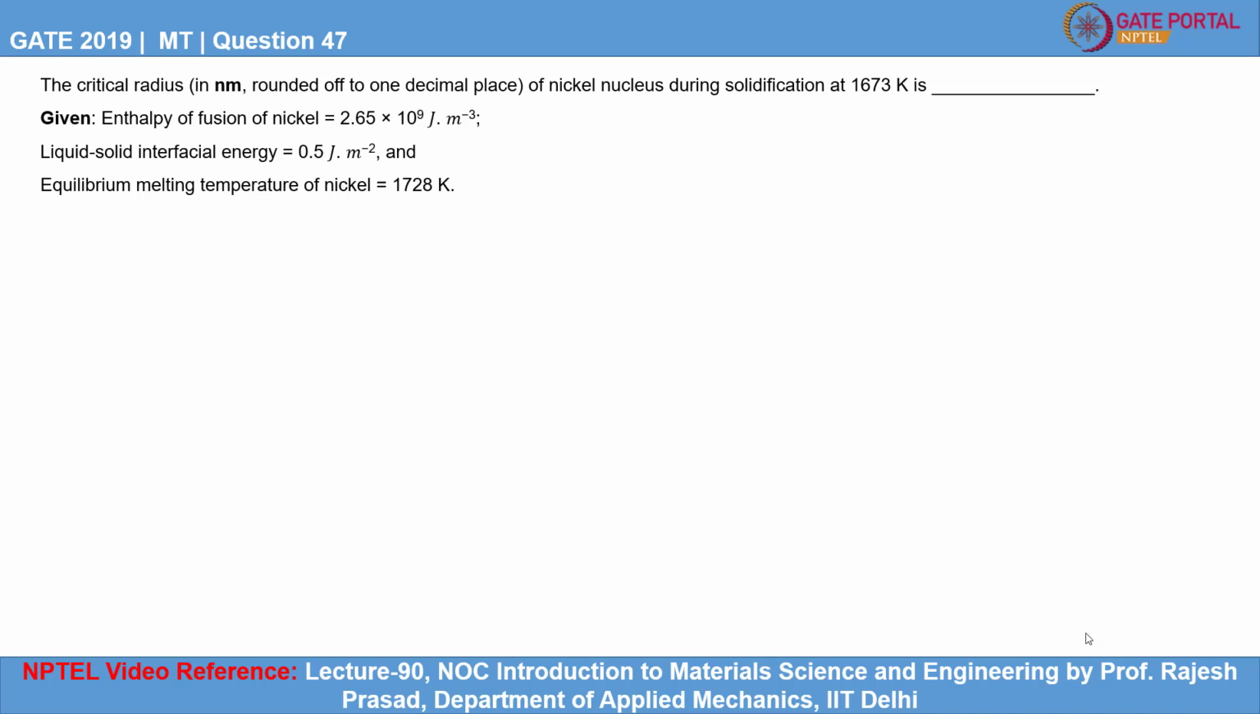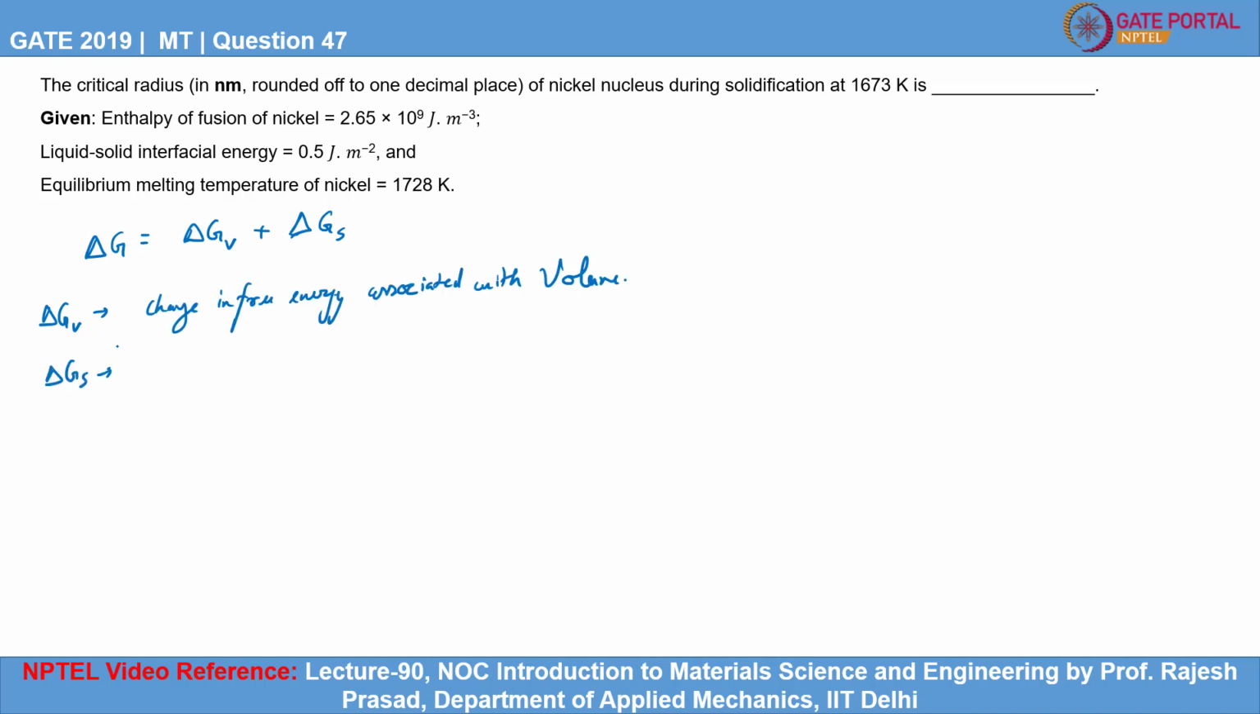Now the critical radius that we need to find can be determined using Gibbs free energy, and the change in the free energy per unit volume to form a solid embryo of a spherical shape of radius r from liquid of pure material involves the variation of volume free energy and the surface free energy associated with the solid liquid interface, and mathematically it is given by delta G. It has two components, delta Gv and delta Gs, where delta Gv is the change in free energy on solidification associated with the volume, and delta Gs, it is the free energy associated with the interface.